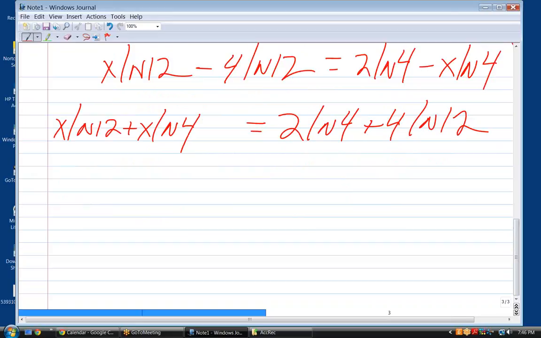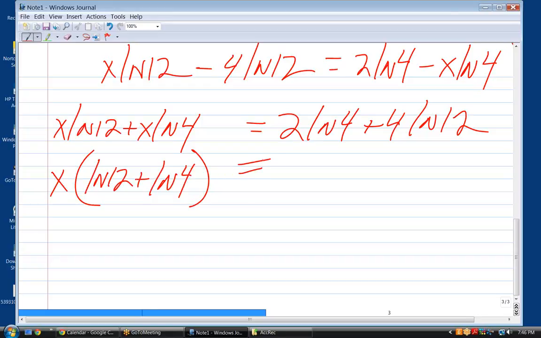Remember, I'm trying to solve for x. Okay, so then are we going to divide? Factor out. Divide is correct, but I prefer to call it factoring. I'm going to factor that x out, leaving behind what? The natural log of 12 plus the natural log of 4. Okay, and that's all equal to that.